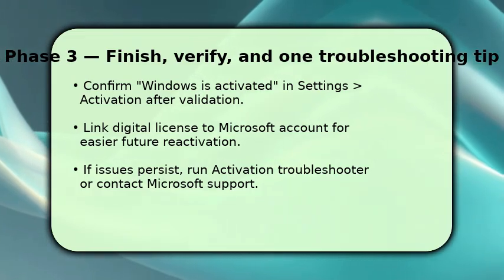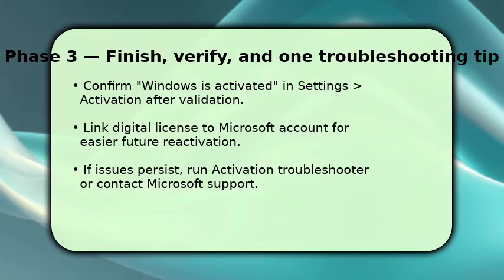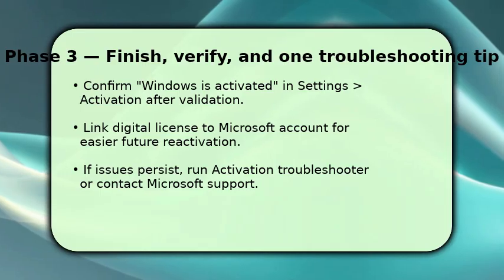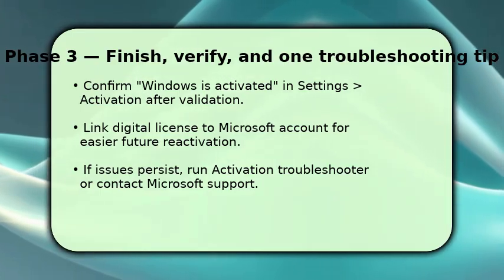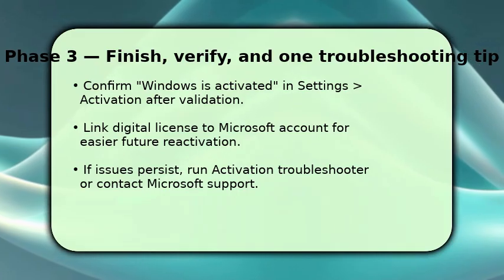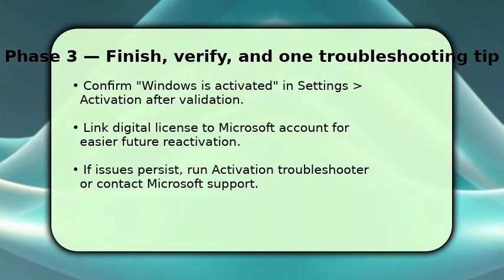If activation still fails, run the activation troubleshooter from the same page, take note of any error code, and contact Microsoft support with that code. This single troubleshooting tip will speed resolution.